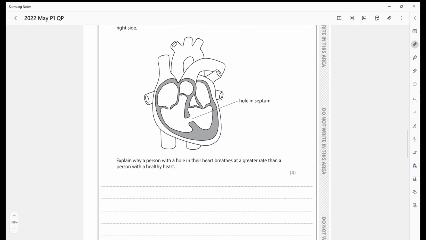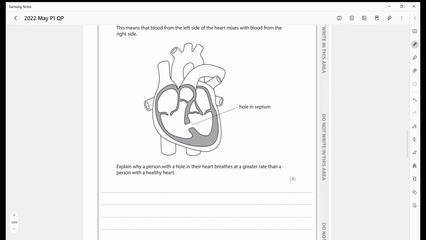Okay, so let me just do a little bit of labeling so we can figure out what's in this diagram. So here we have the right ventricle. Here we have the left ventricle. This is the right atrium. This is the left atrium. So we know that the right side carries deoxygenated blood, and on the left-hand side, you would carry oxygenated blood.